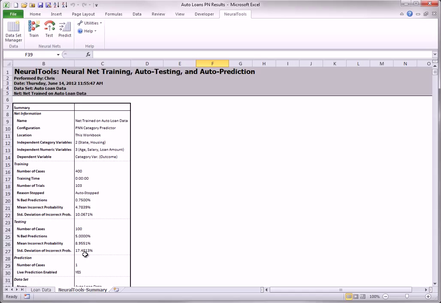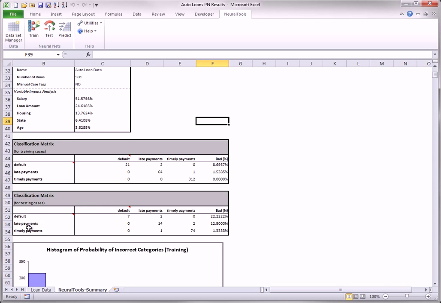The results also contain a classification matrix of correct and incorrect classifications for both the training and the testing data. For example, in the testing data, the middle row indicates that there were 16 late payments, of which 14 were classified correctly and 2 were incorrectly classified as timely payments.